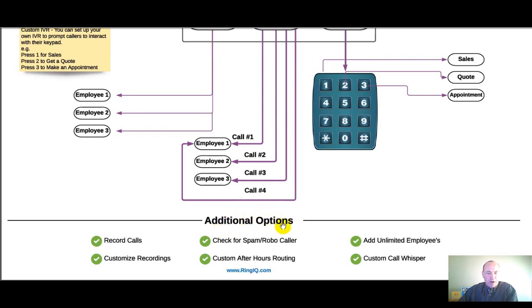Down below you can see some additional options. You can record any and all incoming calls and listen to them later if you want to. You can customize any of the recordings, whether it's voicemail, your custom IVR, call recorded notice. You have the option to check all incoming calls against our spam list. So if a caller is a known spammer or robocaller and you're using this feature, it will hang up on them instantly and not disturb you or your employees.